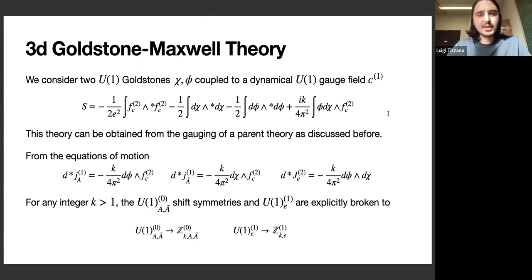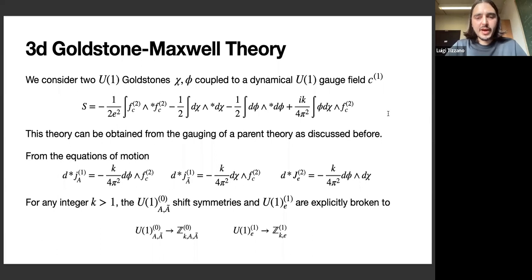Okay, so let's move to a slightly more complicated model. Now I'll start right away from the model where everything is dynamical just for simplicity, but as before, we could have started with a model where many symmetries are background. And so I'll take 2 Goldstones this time. I'll call them chi and phi. But now I want to couple them to a dynamical U1 gauge field C1.